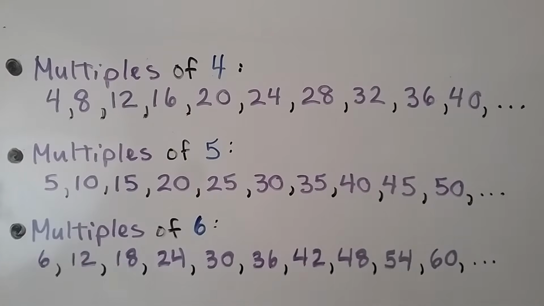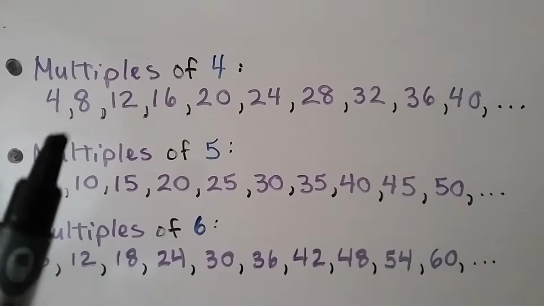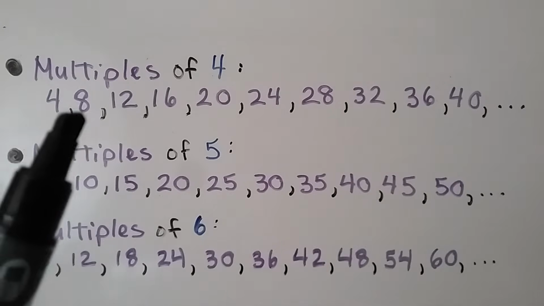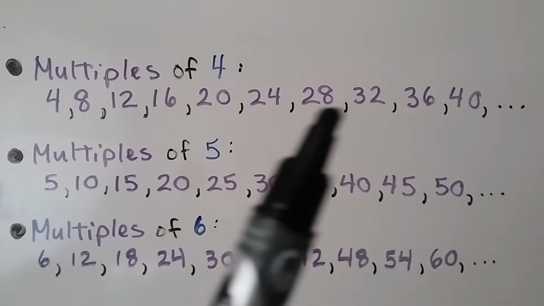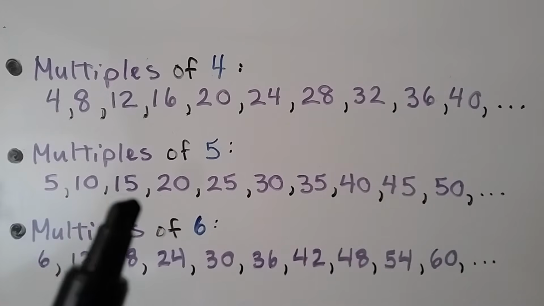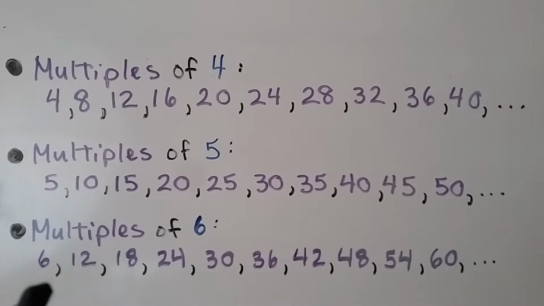So the multiples of 4 are the products of 4 and a counting number, like 4 times 1, 4 times 2, 4 times 3. See? And the multiples of 5 are the products of 5 and a counting number, 5 times 1, 5 times 2, 5 times 3, and so on. Same with the multiples of 6. 6 times 1, 6 times 2, 6 times 3. See?